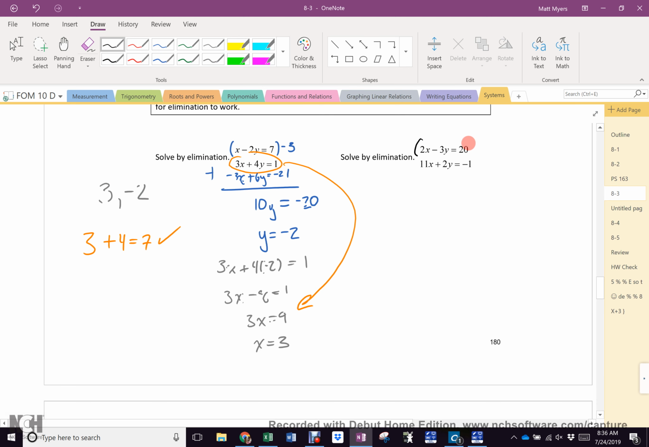What number is common to 3 and 2? 6. So if I multiply that by what? 2, what will I get? 4x minus 6y equals what? 40. What do I then have to multiply this one by? 3 to get 33x plus 6y equals negative 3. Now what will I do?